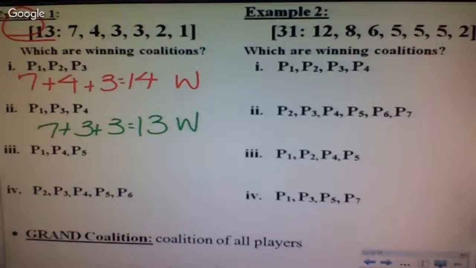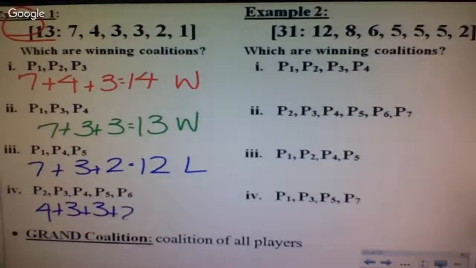What if I put 1, 4, and 5 together? No. 7 plus 3 plus 2 only gives me 12. They're losers. They can't pass a motion if they put it together. What if I add up everybody except for player 1? So that's 4 plus 3 plus 3 plus 2 plus 1. 13. That's 13.